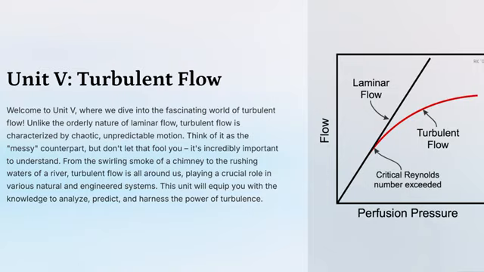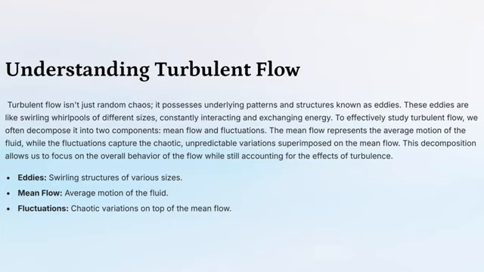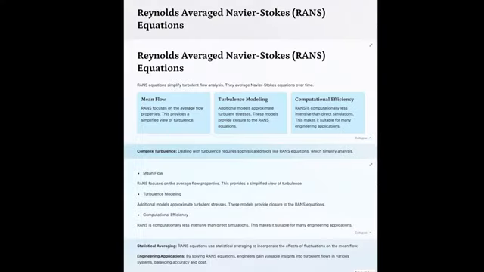Exactly, and it's not just random. Turbulent flow has patterns and structures called eddies, like swirling whirlpools of different sizes. And when we study turbulent flow, we break it down into mean flow and fluctuations. The mean flow is the average motion and the fluctuations are the chaotic parts on top of it. We use something called Reynolds-averaged Navier-Stokes equations to deal with the turbulence. It helps us focus on the mean flow while considering the effects of fluctuations.